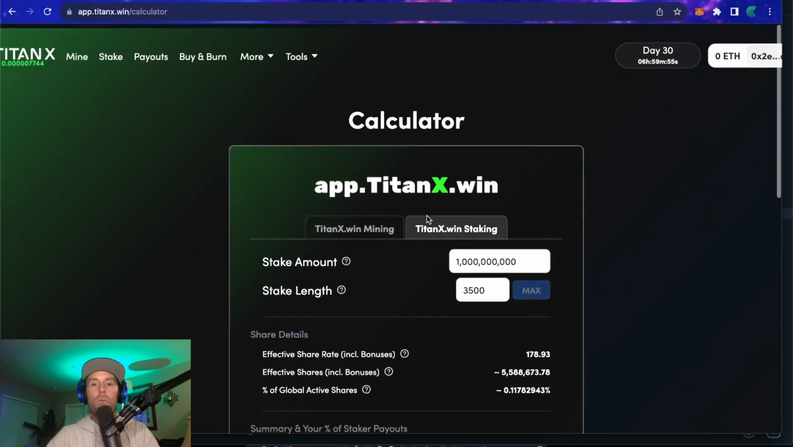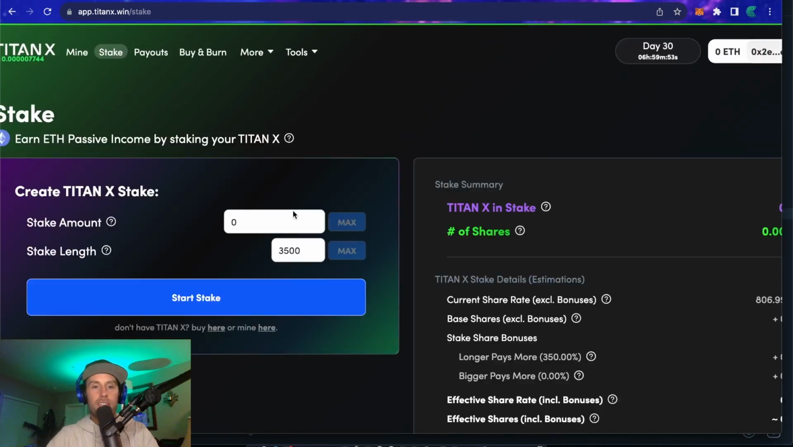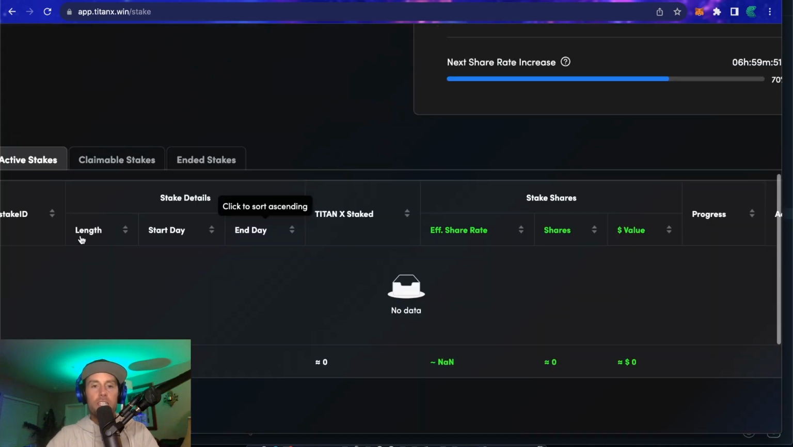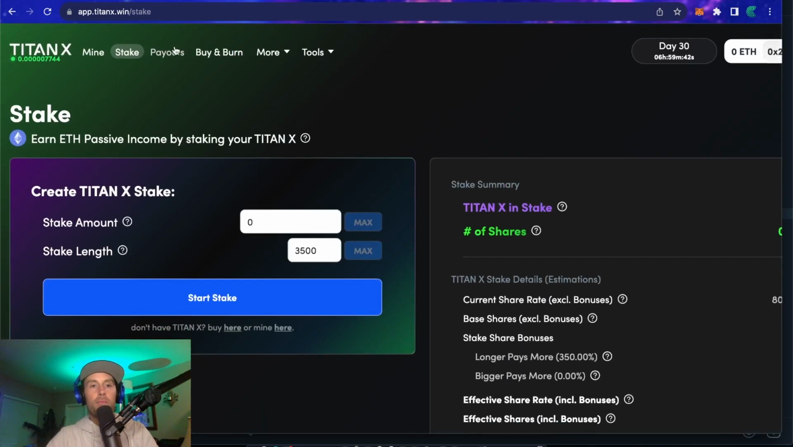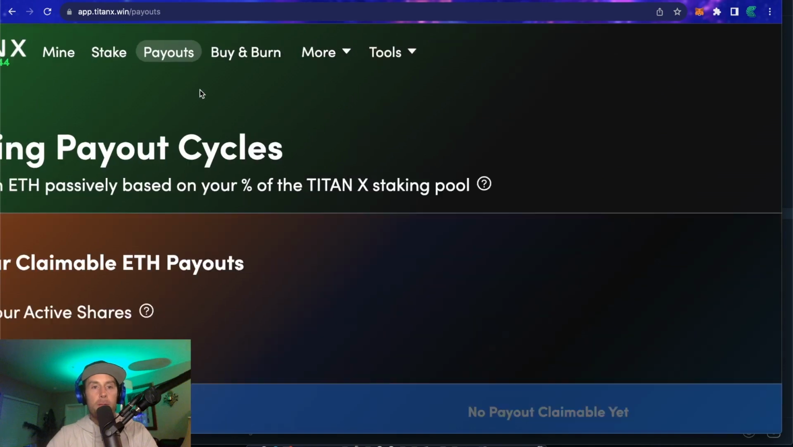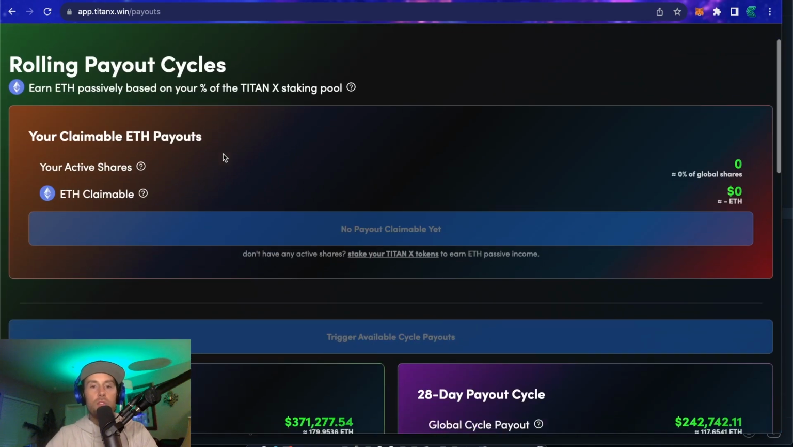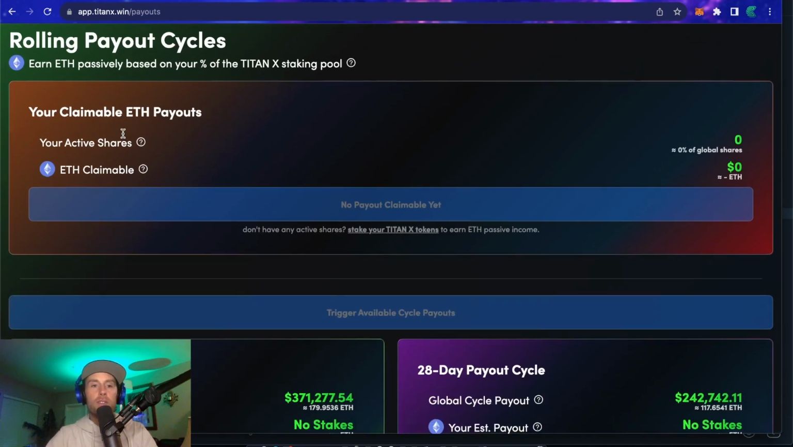And so what happens is when we go back to stake here, you're going to see your stakes come up, and it's the same deal as the miners where you can go claimable and you can claim your stakes. But what happens is, because you're staked, you get yield, right? That's why you're staking. So if you come up here to the Payouts tab and you scroll down just a little, you'll be able to see if you have claimable ETH payouts up here.